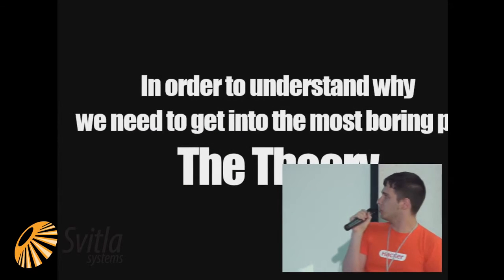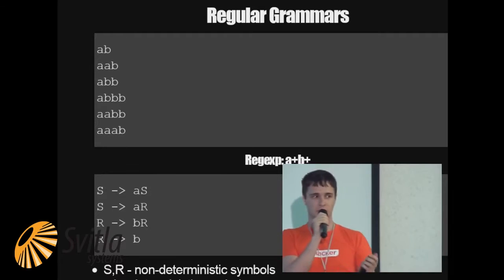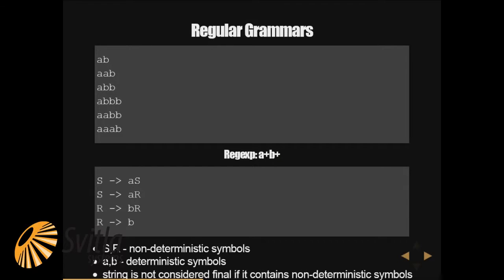So let's go to the theory, and let's see how people from the math world describe grammars. A grammar in math is described by the concept of generators. Each generator represents some transformation of a string to another string. I'll show you this with an example. Let's say we have a really simple grammar that has only two symbols, A and B, and our grammar should describe a string that goes A and then A B. This grammar can be described by a regular expression, but also in simple math, where you can see S, R, A and B, where S and R are non-terminal symbols. These are support symbols, and iterations over grammar rules should follow until we get rid of all non-terminal symbols and leave only A and B.